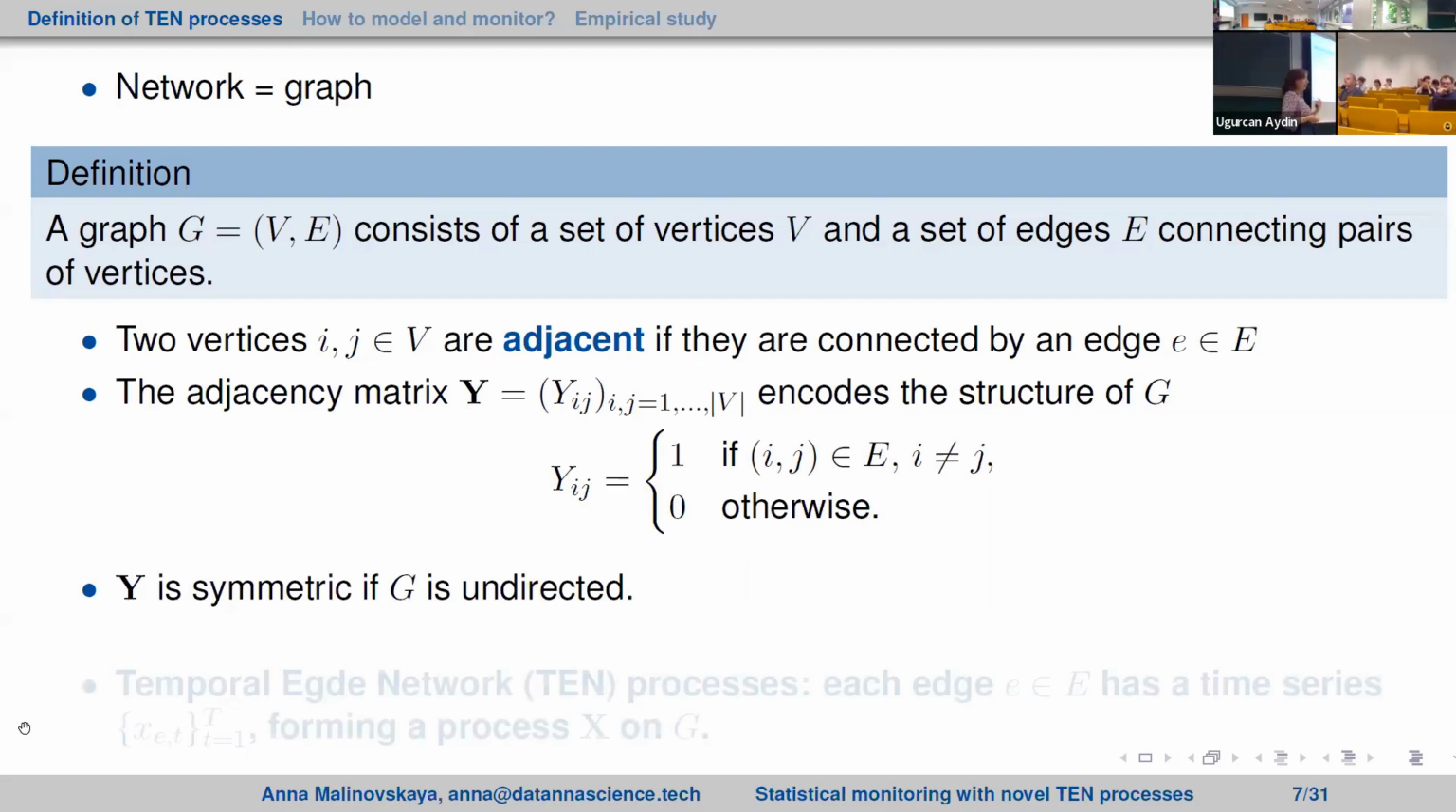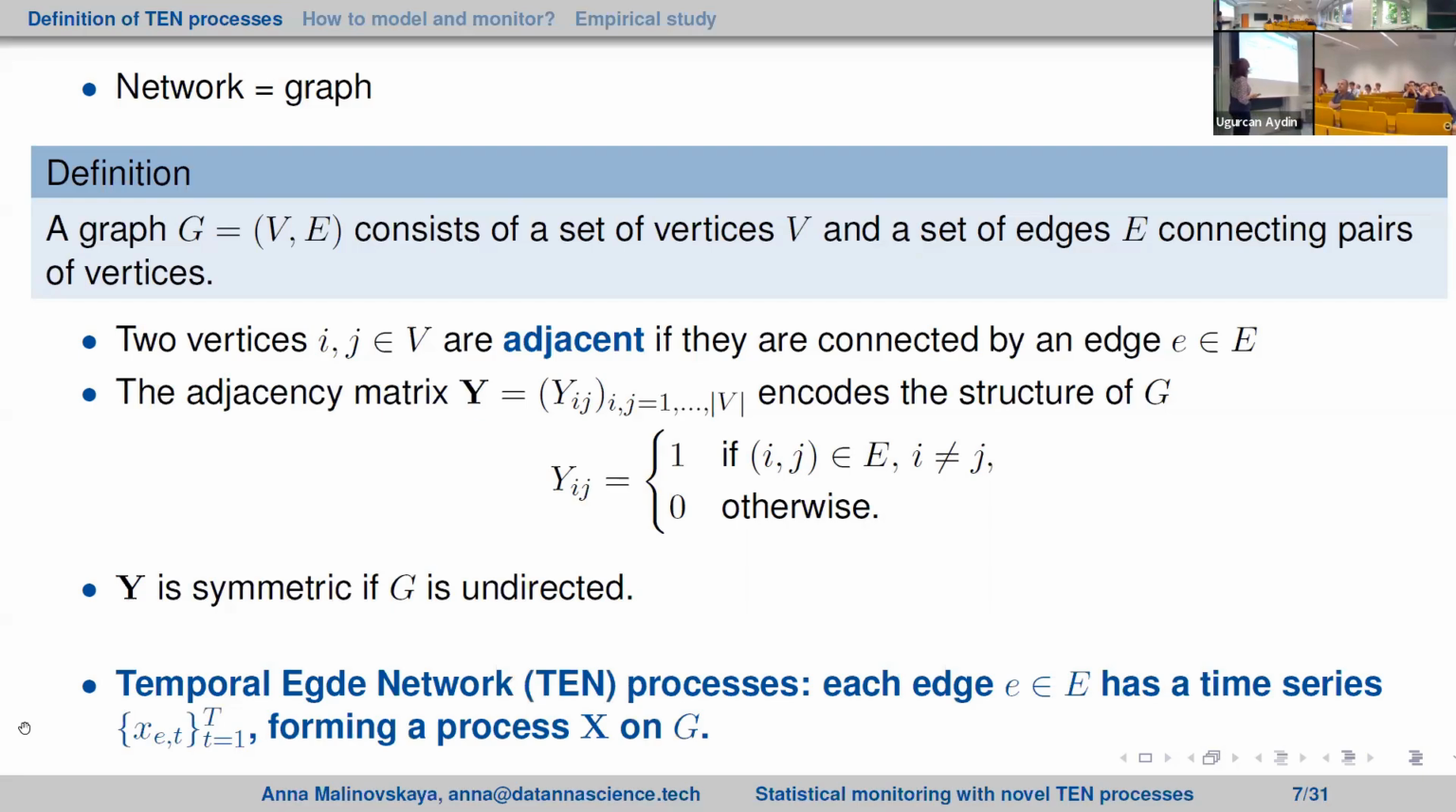In case you have a weighted edge process, then you would have an asymmetric matrix. Otherwise, if it's just 1 or 0, then it's a symmetric case.